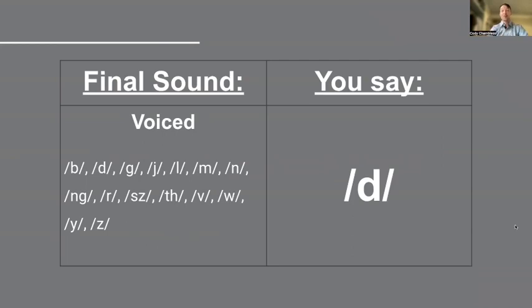So now we are thinking about voiced sounds. B, d, g, j, ooh, lots of voiced sounds. So there's too many to remember. Don't stress about all of these sounds. Just pay attention to the vibration or no vibration. And remember, if there's a vibration, it's a voiced sound, and you say d.